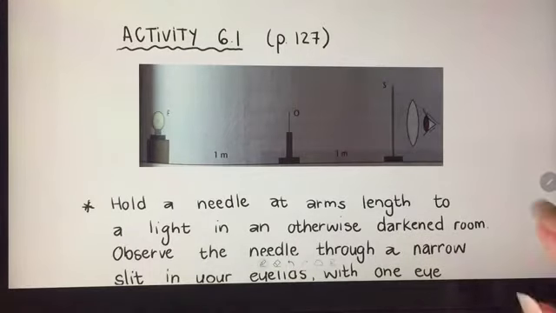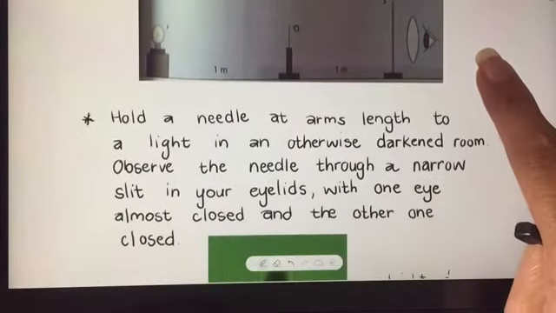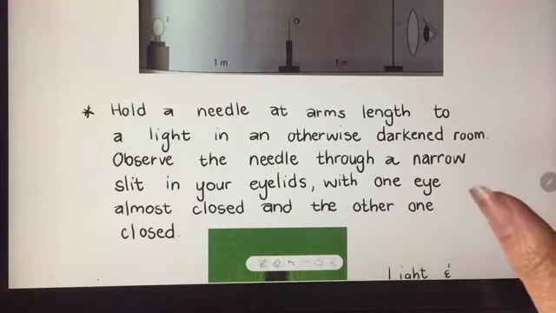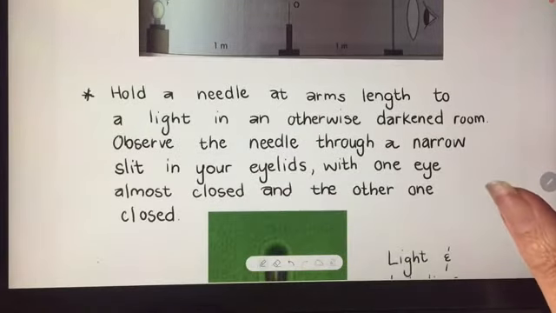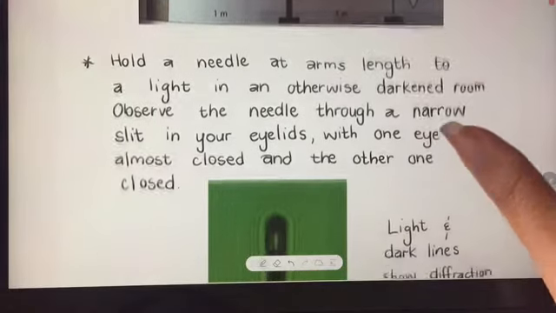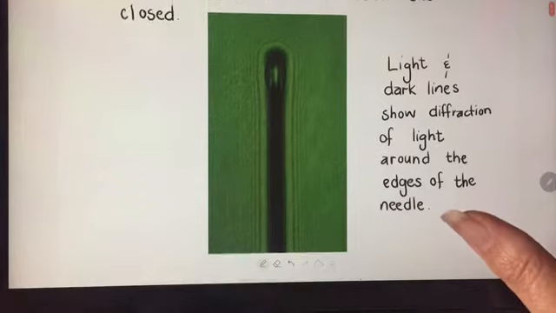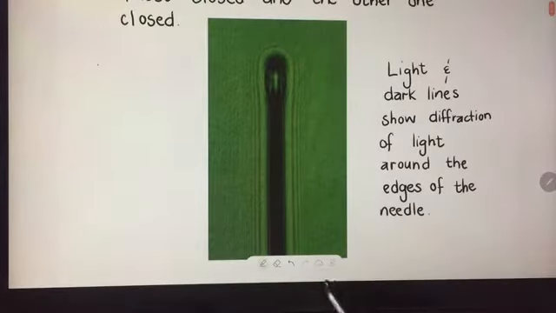If you don't want to do this, then you can also just go try this. They also say you can hold a needle at arm's length to a light in an otherwise darkened room. So you can use a torch or something like that. Observe the needle through a narrow slit in your eyelids. So one eye should be totally closed and the other one should be almost closed, and then you look at the needle. Now, I don't think it's going to be as clear as this picture, but this is the idea. This is what you should see.